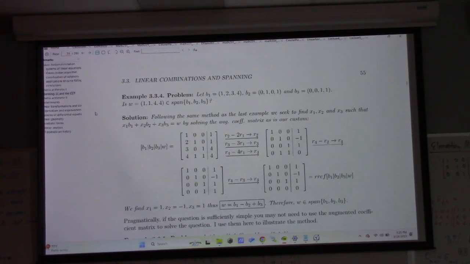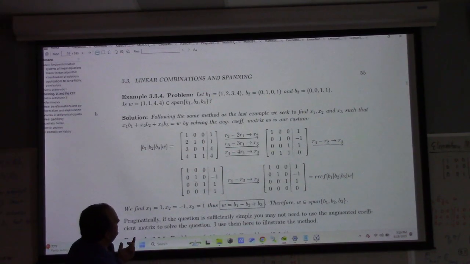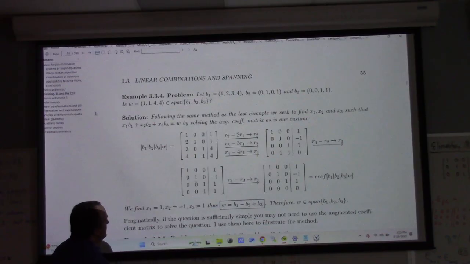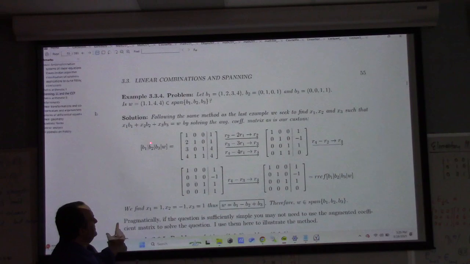This is another solid standard problem. I have 3 vectors, b1, b2, b3, and I want to know if w = (1, 1, 4, 4) is in the span of b1, b2, b3, all right? So what did I do? I'm asking the question, can we solve x1 b1 plus x2 b2 plus x3 b3 equal to w? That is logically equivalent to finding the augmented coefficient matrix of this matrix. If I can do that, that means that w is a linear combination of these 3.